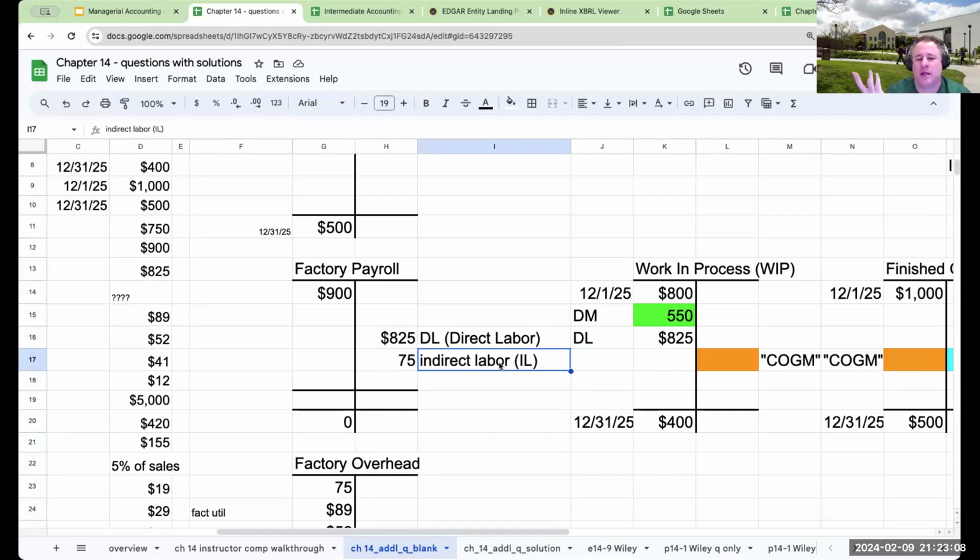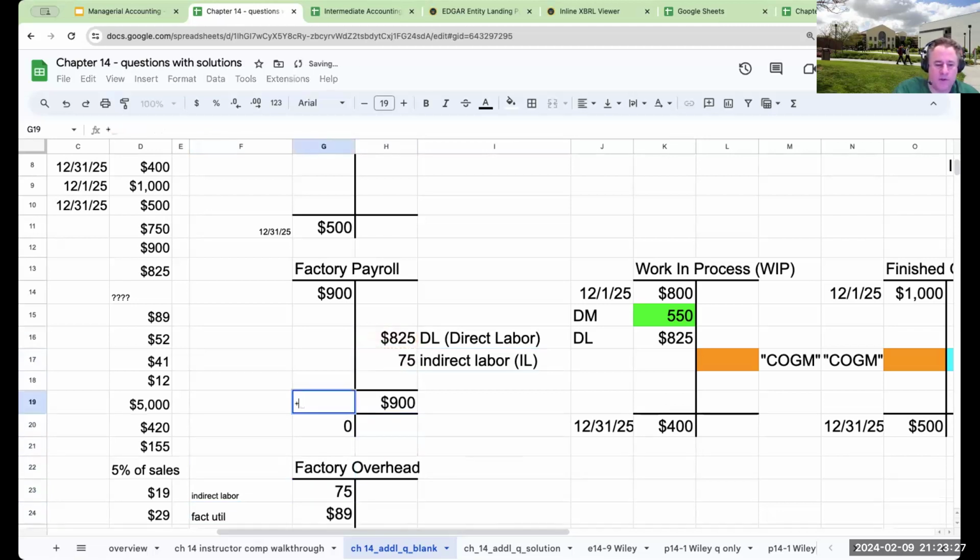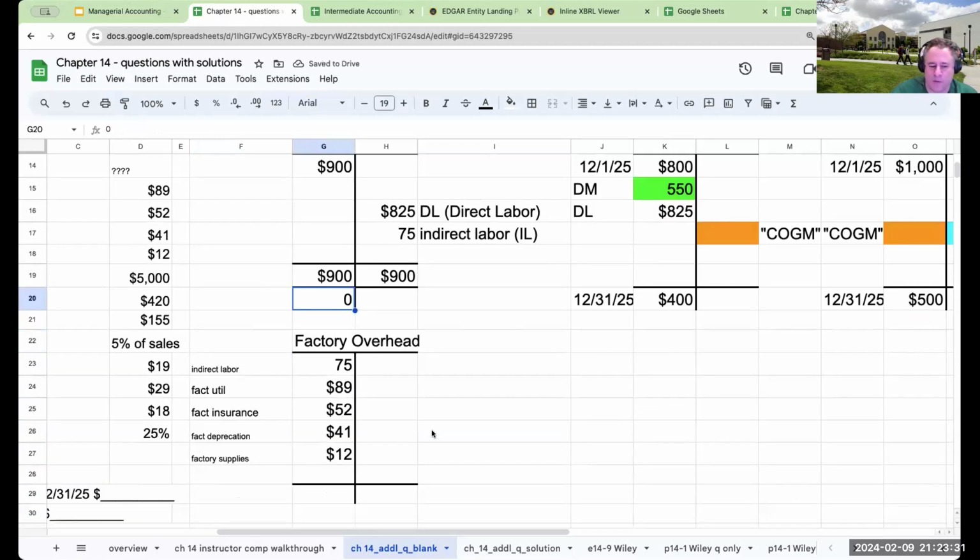Why is this happening like this? Because when we get to job order costing and we have multiple work in process accounts, the indirect labor is going to go to factory overhead. And by then it's going to make a little bit more sense. So over here, I've got factory overhead. I've got indirect labor. And now I've got 900 and I've got 900. And this has a zero balance. So I'm good to go.